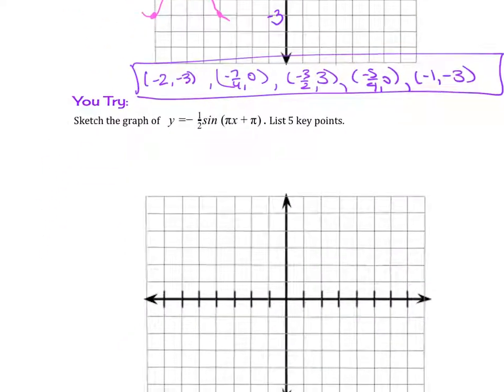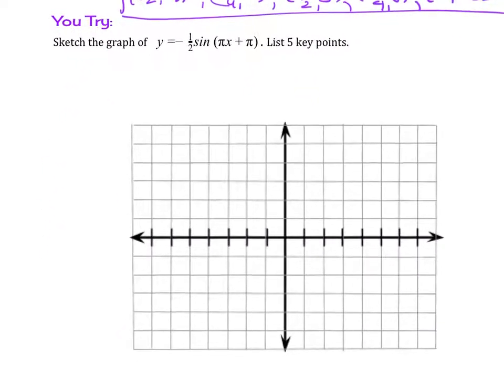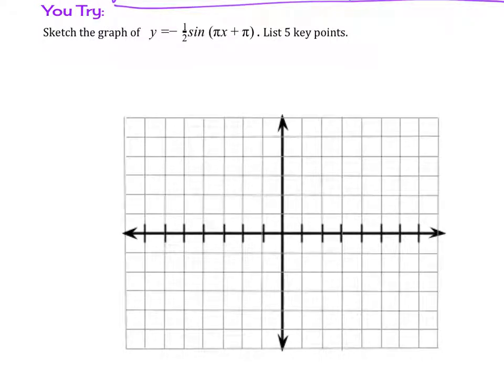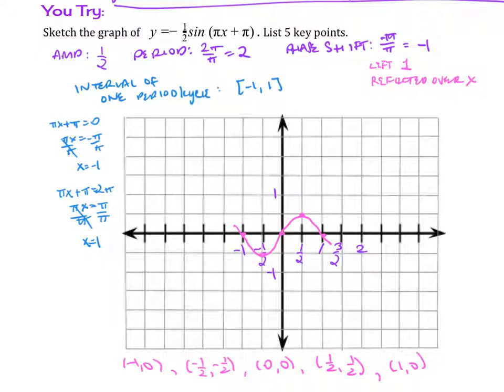So try this out. Sketch the graph of y equals negative 1/2 sine of (pi x plus pi), and then list the 5 key points as well. All right, if you tried this out, you would have seen that the amplitude is 1, the period is 2 pi over pi, which is 2.